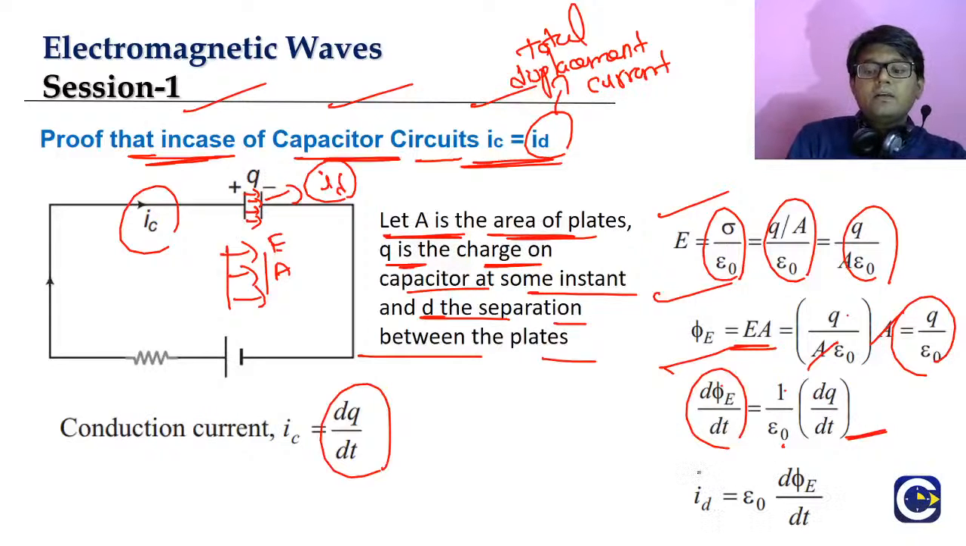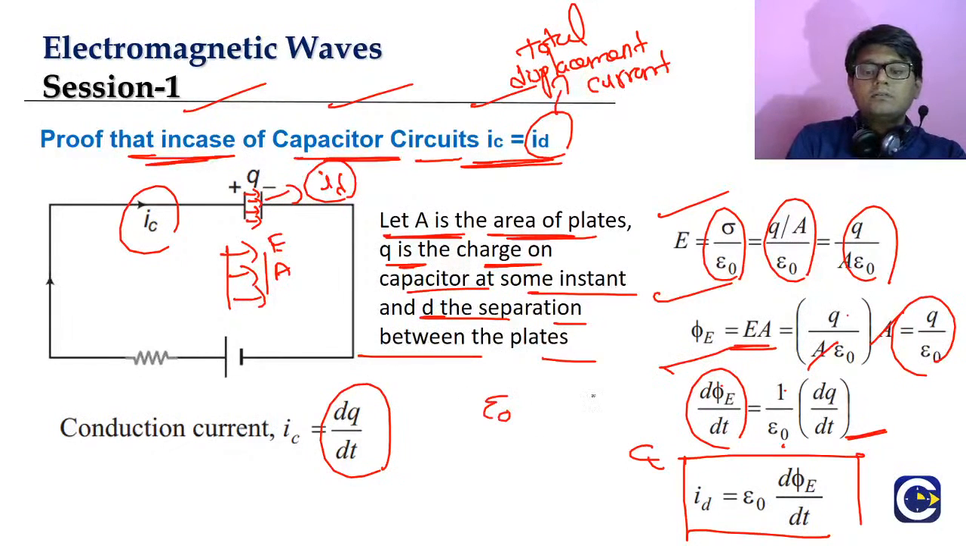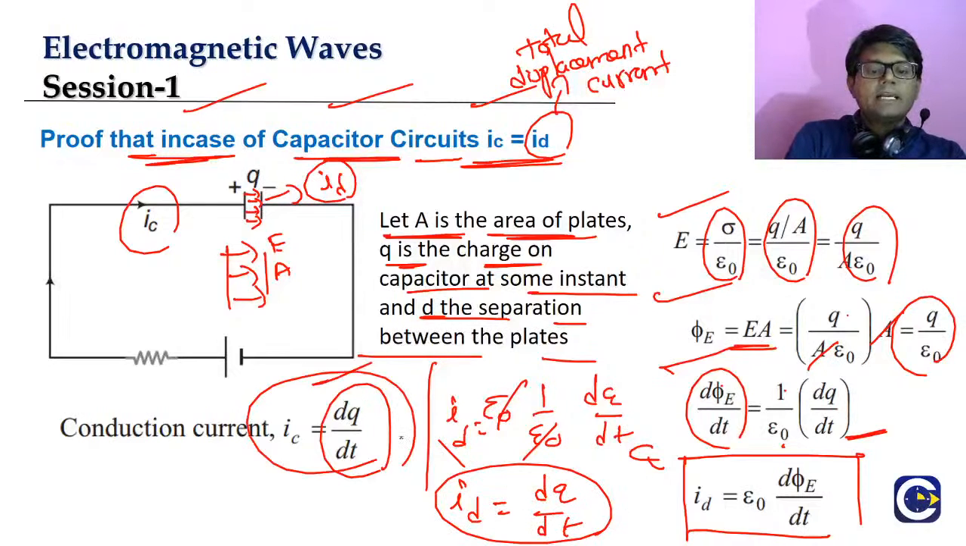From here, look at the displacement current formula we have got before. What is the displacement current value? It is nothing but epsilon naught into d phi E by dt. And d phi E by dt is 1 by epsilon naught into dq by dt. So epsilon naught is cancelled. So what is the displacement current value? dq by dt. Isn't it equal to conduction current?